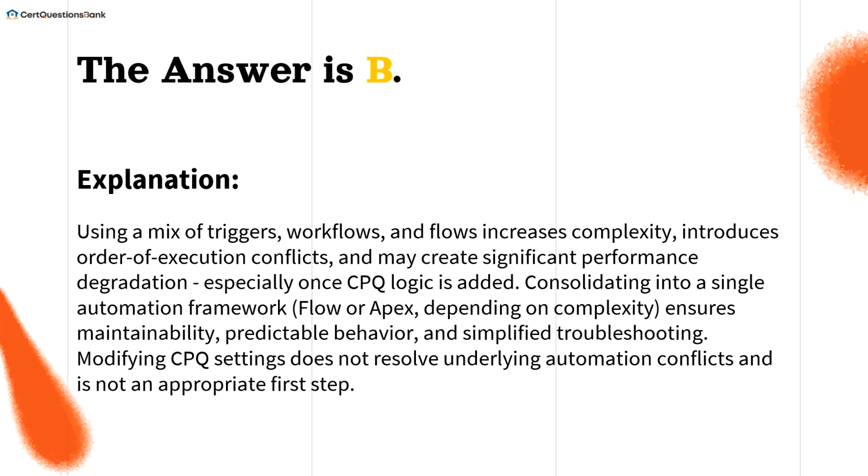The answer is B. Using a mix of triggers, workflows, and flows increases complexity, introduces order of execution conflicts, and may create significant performance degradation, especially once CPQ logic is added. Consolidating into a single automation framework, flow or Apex, depending on complexity, ensures maintainability, predictable behavior, and simplified troubleshooting. Modifying CPQ settings does not resolve underlying automation conflicts and is not an appropriate first step.